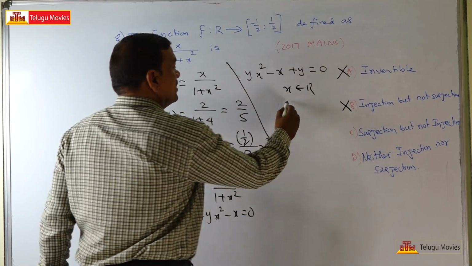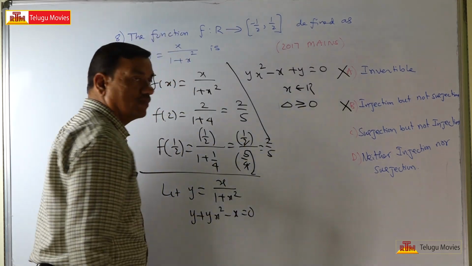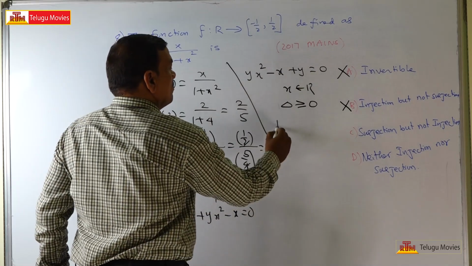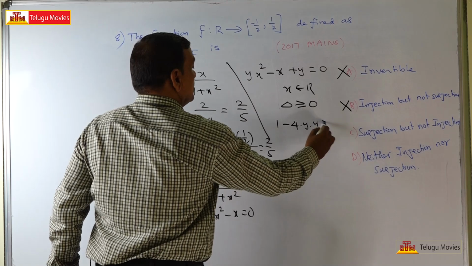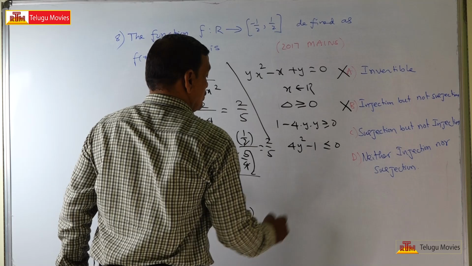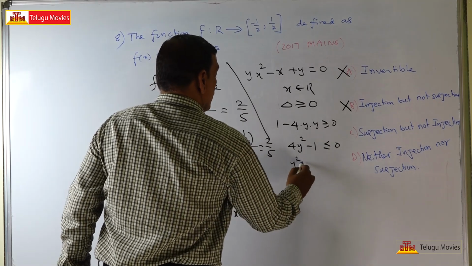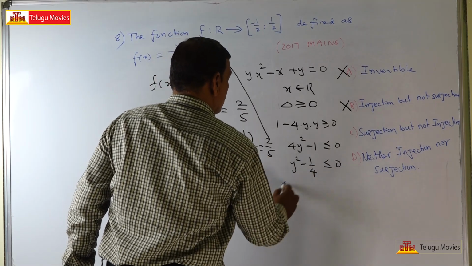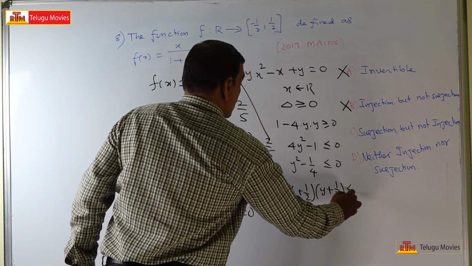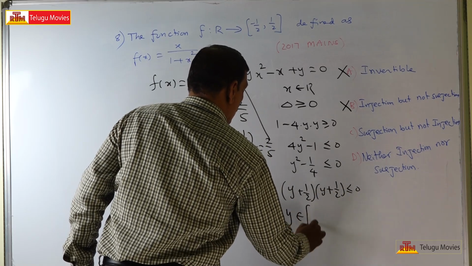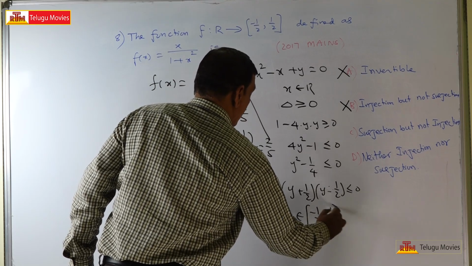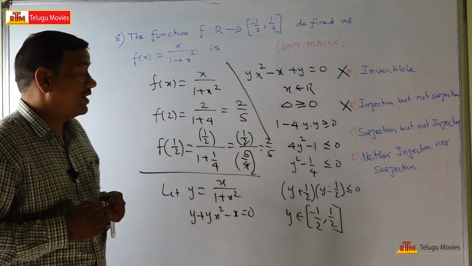Real roots means delta greater than or equal to 0. Now what is delta? B square minus 4ac, so 1 minus 4y square greater than or equal to 0. That means 4y square minus 1 less than or equal to 0. Therefore y square minus 1 by 4 less than or equal to 0. So y belongs to the closed interval minus 1 by 2 comma 1 by 2.